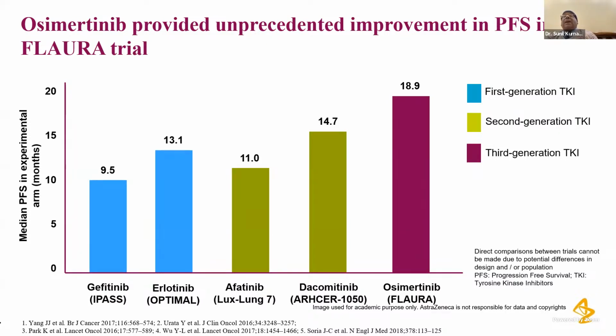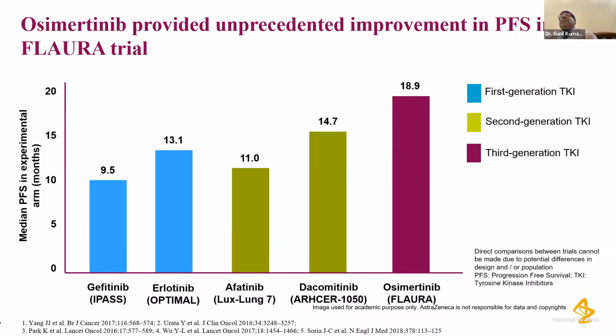So just see, we are talking about first generation TKI, second generation TKI, and third generation TKI. And this bar clearly shows that first generation TKIs have a progression-free survival in the tune of 9.5 to 13.1 months. I'm talking about gefitinib and erlotinib. But once we are talking about the second generation TKI, afatinib, 11 months, and 14.7 months with dacomitinib. I would like to discuss all the trials with you, and I will show you in the end which drug is a better choice once you are talking about EGFR mutation in adenocarcinoma patients.